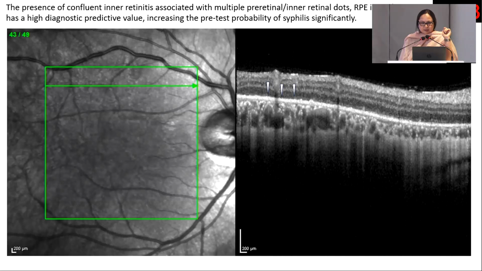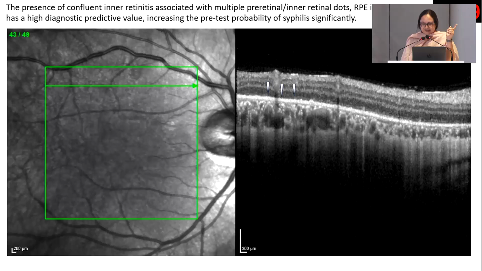OCT is very important. The multiple pre-retinal dots, which you may see here, RPE irregularities and the loss of ellipsoid zone. For that, it's very important that you do OCT over the lesion, not OCT through the macula, which most of the techs do. So take the OCT through the lesion, and if you see the loss of ellipsoid zone and RPE irregularities, it has a very high diagnostic predictive value for syphilis.